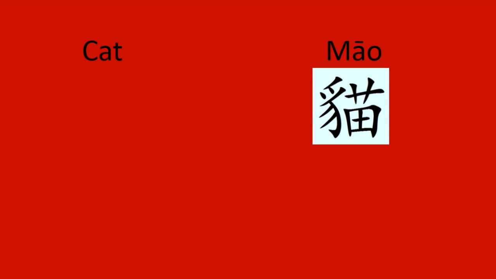Cat in Chinese is Mao. It almost sounds like meow. Dog in Chinese is go.